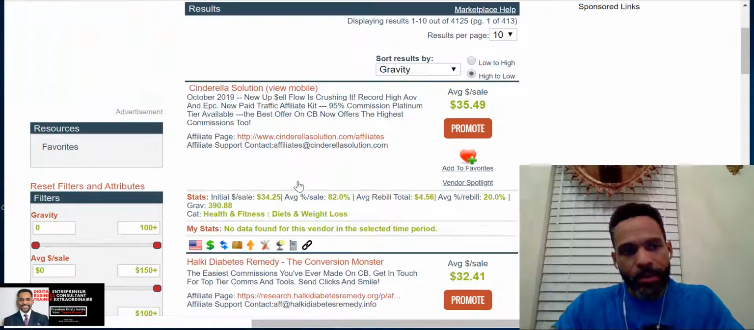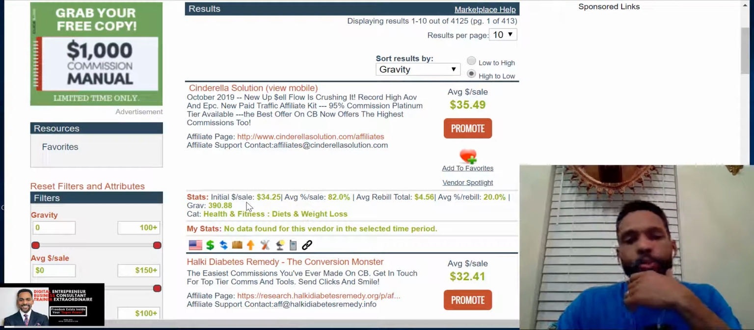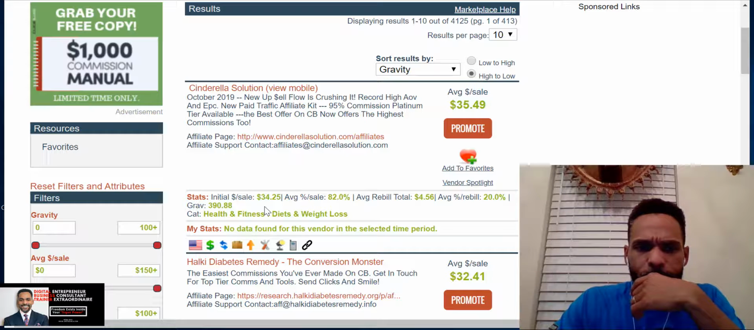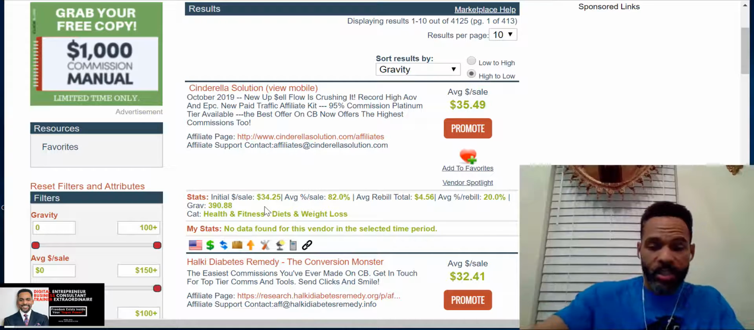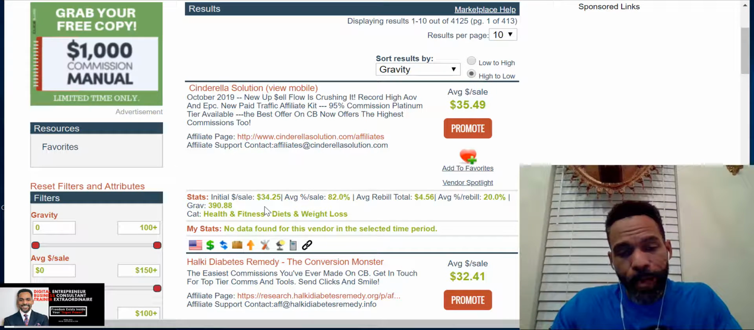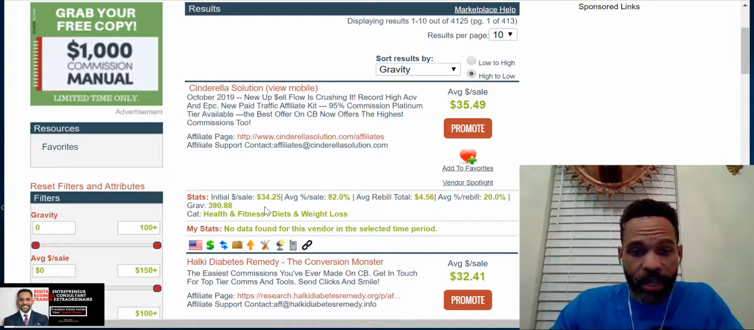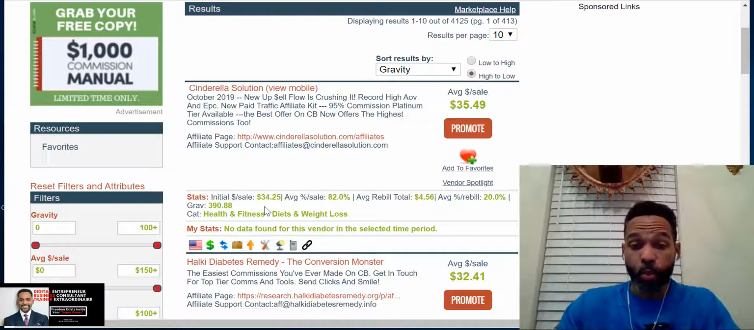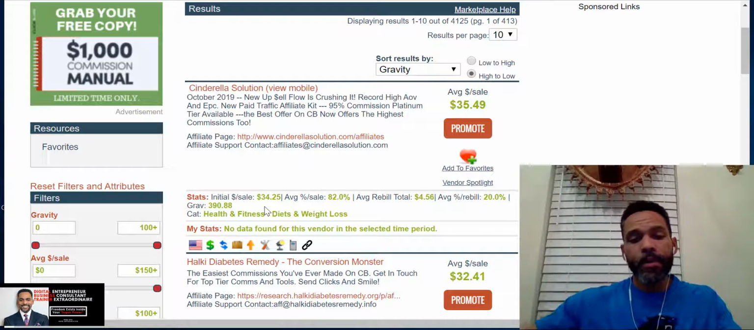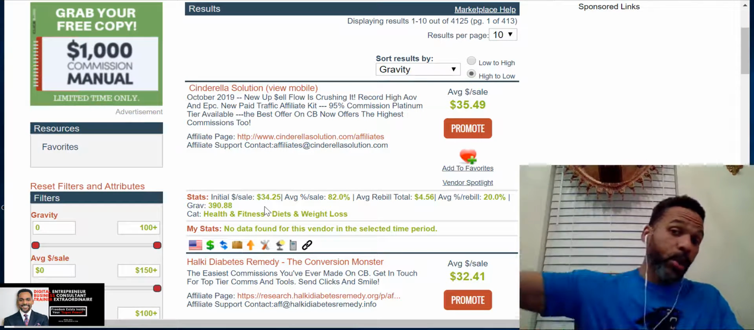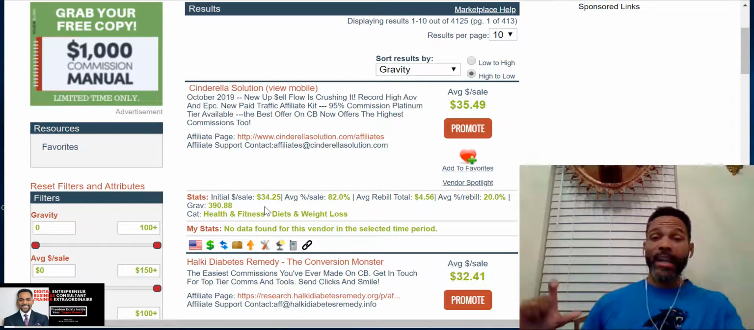Okay, so let me go ahead and back this up, and let's go back to the marketplace screen, and let's take a look at this particular one. So the initial dollar per sale is $34.25. That's the initial dollar per sale. So in other words, every time a person purchases this particular product, $34.25 is the initial dollar per sale. The average percent per sale is 82%. So what that $34.25 represents is 82% of the sale. All right. So in other words, they're charging a specific amount, and you're going to get 82% of that.